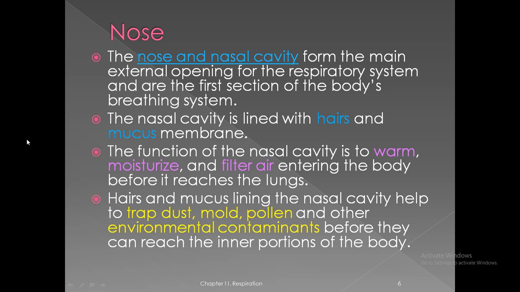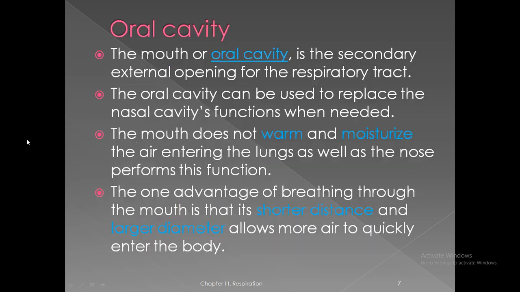The suspended particles which are present in the air, whether they are molds, pollens, bacteria, other microorganisms or dust particles, are trapped in the nasal cavity. Not all of them, but up to a certain extent the air becomes clean.